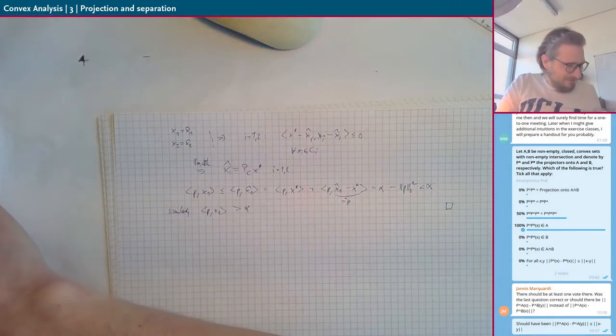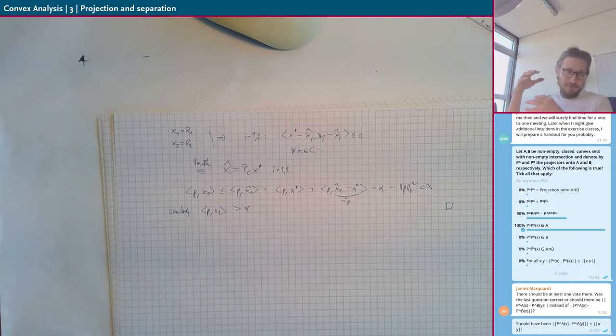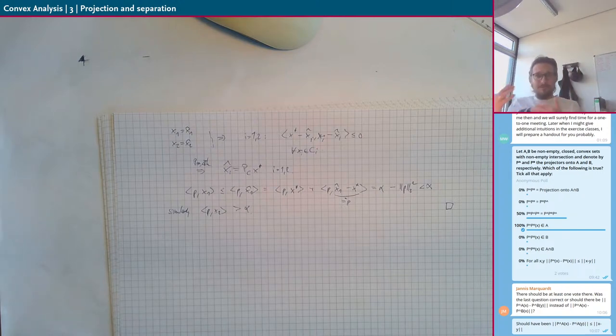Right. So that was the second separation theorem. So first we can separate a convex closed set from every point outside the set. We can separate disjoint convex sets if one is closed and the other is even compact.